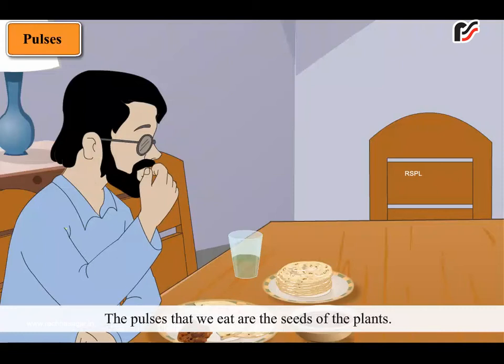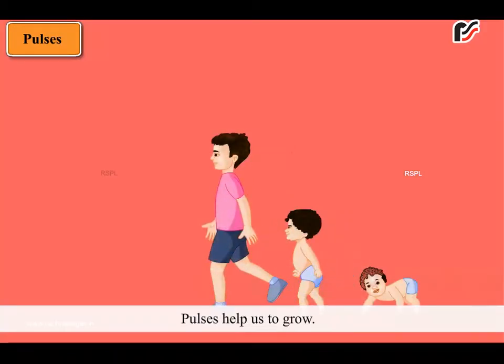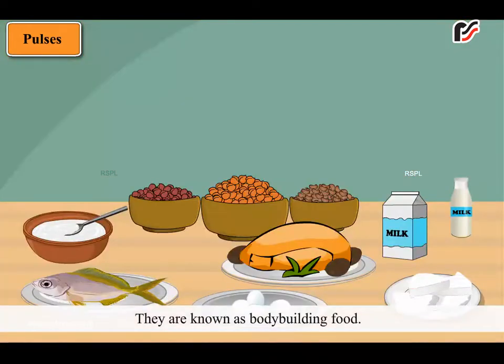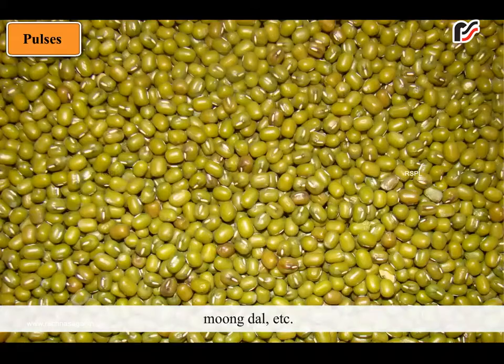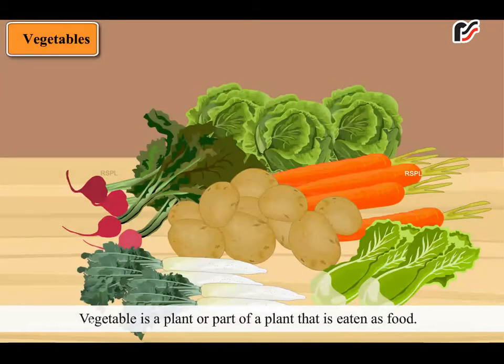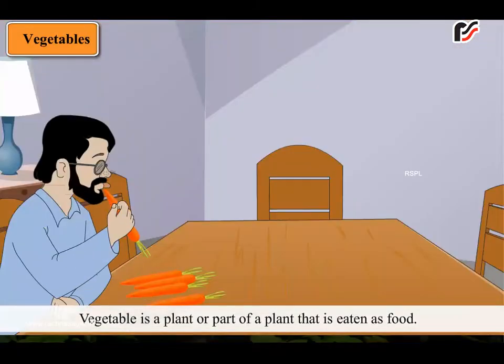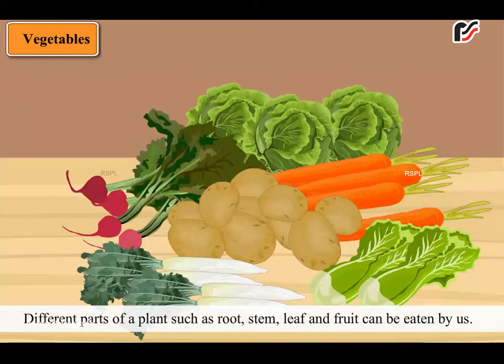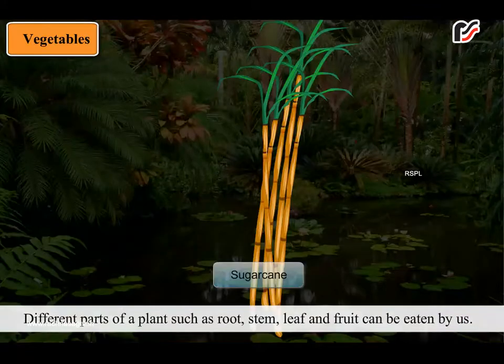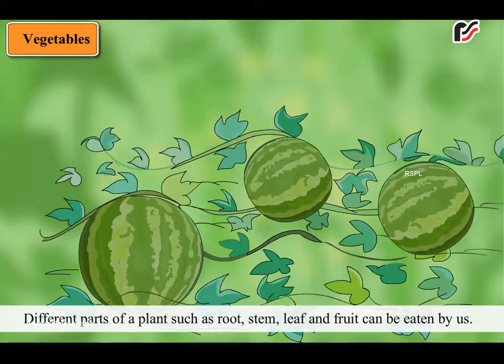The pulses that we eat are the seeds of the plants. Pulses help us to grow. They are known as body-building food. For example, arhar dal, moong dal, etc. Vegetable is a plant or part of a plant that is eaten as food. Different parts of a plant such as root, stem, leaf and fruit can be eaten by us.